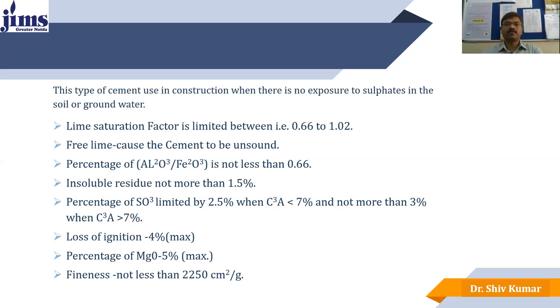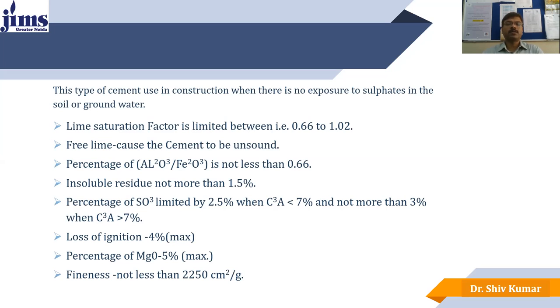There is no exposure of sulfates in soil or groundwater. These are some basic properties of OPC. The lime saturation factor is limited to between 0.66 and 1.02. Free lime causes the cement to be unsound. The ratio of aluminum oxide to ferric oxide is not less than 0.66. Insoluble residue should not be more than 1.5%.